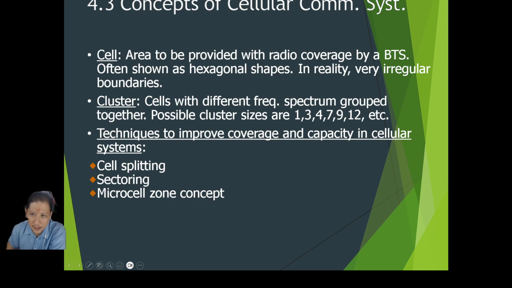Okay, concept of cellular communication system, we have cell, we have cluster, we have cell splitting, sectoring, microcell, zone concept, and so on. Cell is the area to be provided that we learned before, we identify as hexagonal shape. And then we have cluster. Cluster is cell with different frequency. It divide the micro from the cell. Okay, and then we have cell splitting, sectoring, and microcell zone concept.